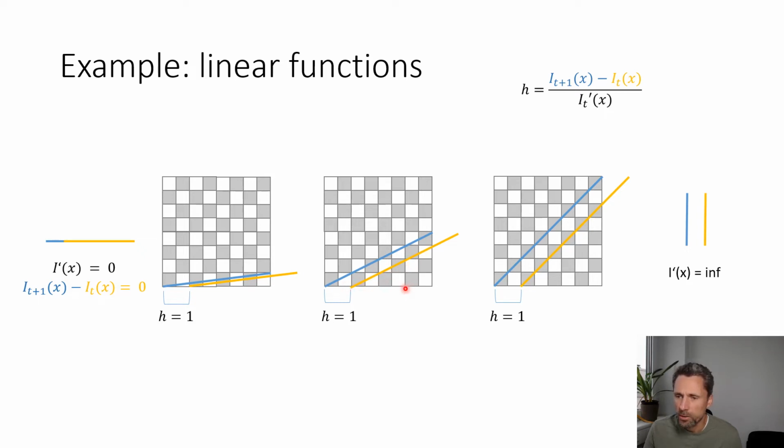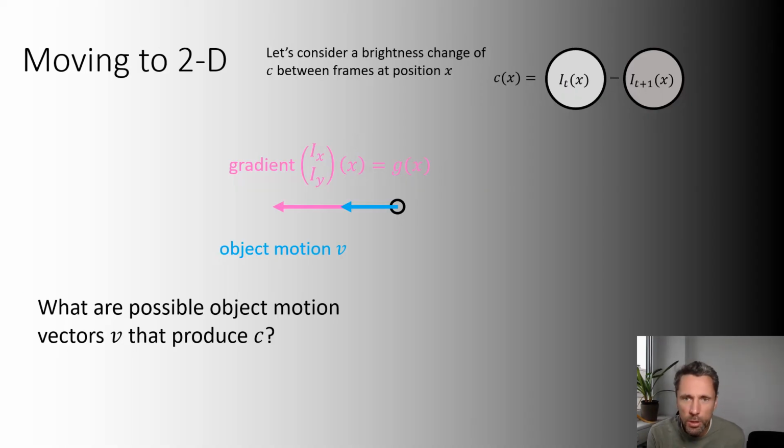So again, at a certain x, I can compare the two function values, which here have a difference of 0.5, and the slope also is 0.5. So again, if I divide these two values, I get a 1. And that works also with smaller slopes or higher slopes. Okay, that makes sense. Now let's move to 2D.